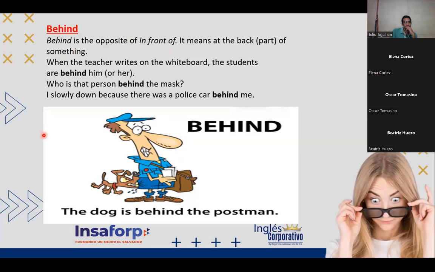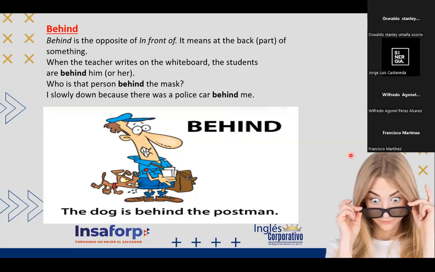So here we have some other examples, and I would like to have Oswaldo Stanley. Can you please help me reading this one right here?